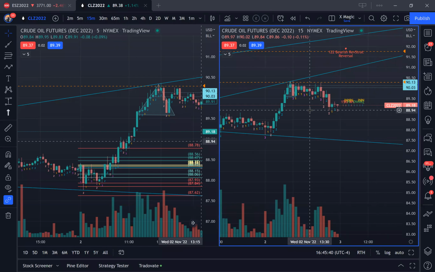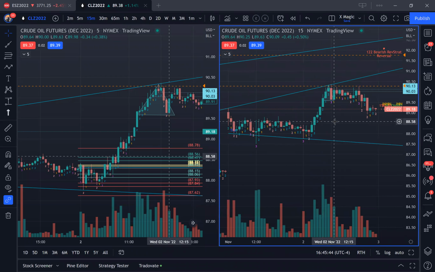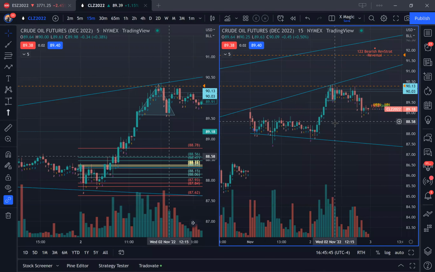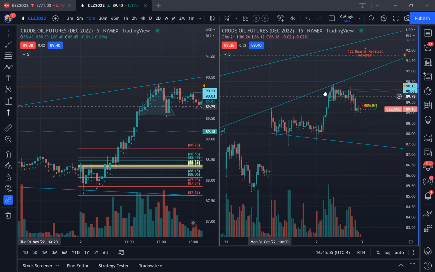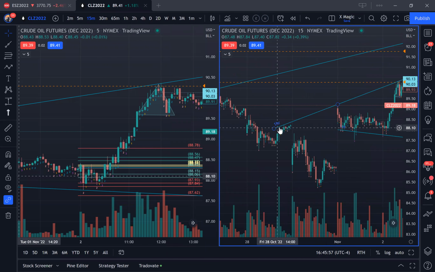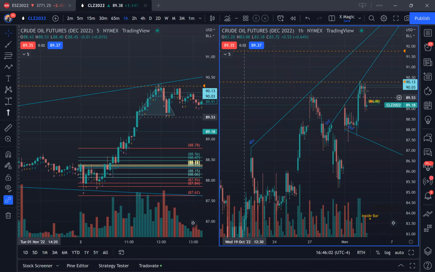Now, for the strat, you want to draw your broadening formations, which are essentially just support and resistance for strat users. So specifically, I had this BF drawn on the 1 hour chart.